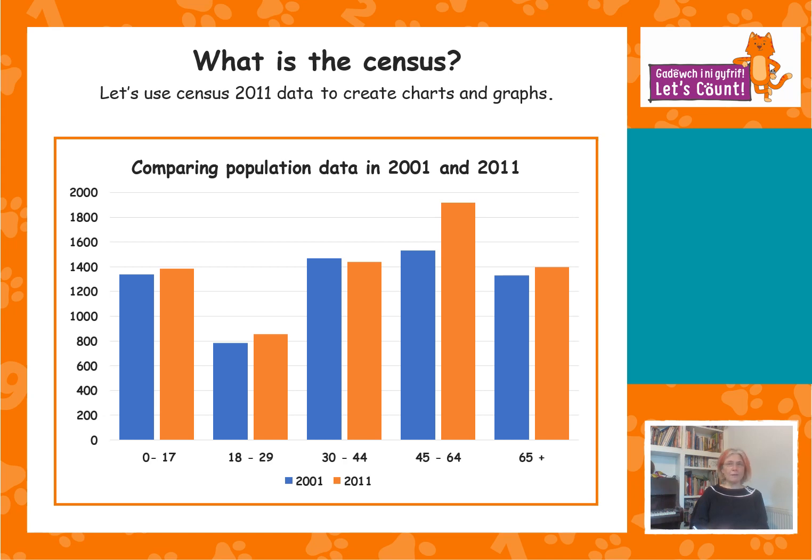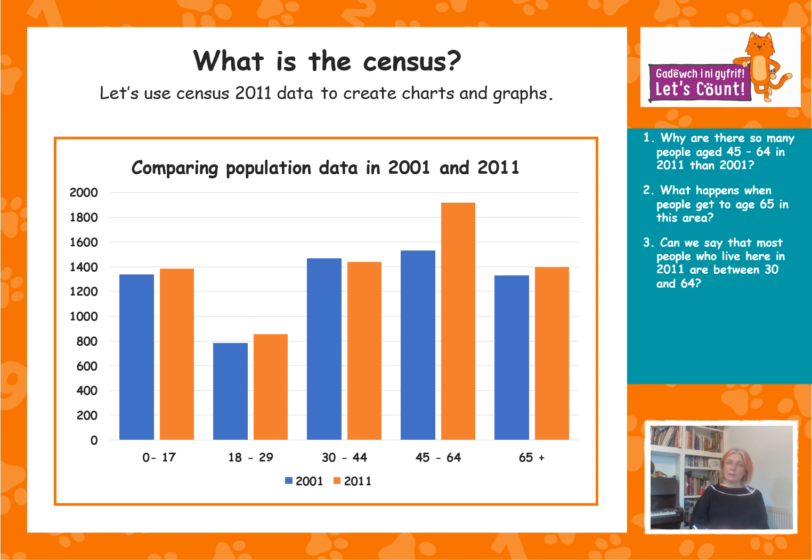I want to know why there are so many more adults aged 45 to 64 in this part of the country in 2011 than there were in 2001. What happens when people get to 65 because the numbers drop off for that older age group? Can we say that most of the people who live here in 2011 are aged between 30 and 64? Can we say that these two orange bars represent most of the population in this area in 2011? How could we find that out? What about the second set of bars, 18 to 29?